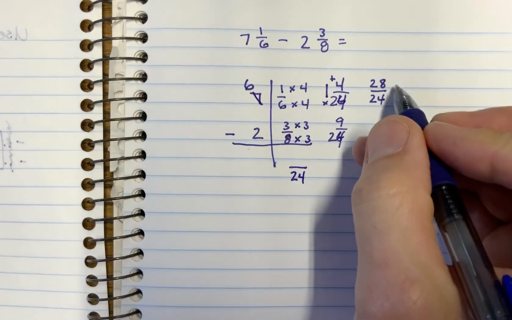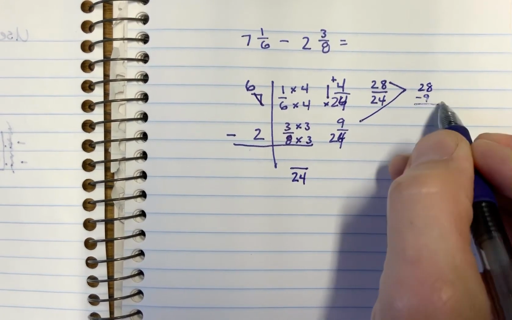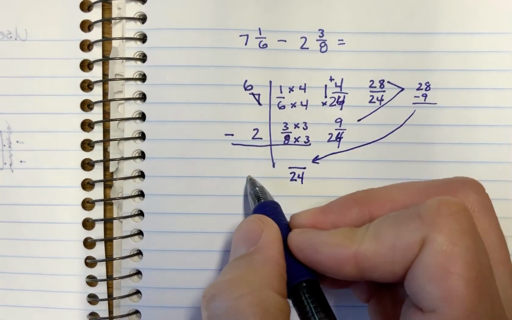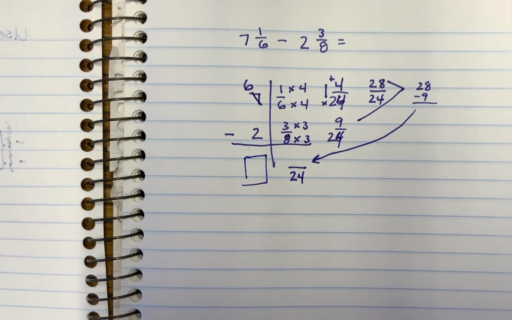We're going to do 28 take away 9 for our numerator. Remember, that answer is going to be our numerator. And then subtract our whole numbers, and that will give us the answer. Good luck with that.